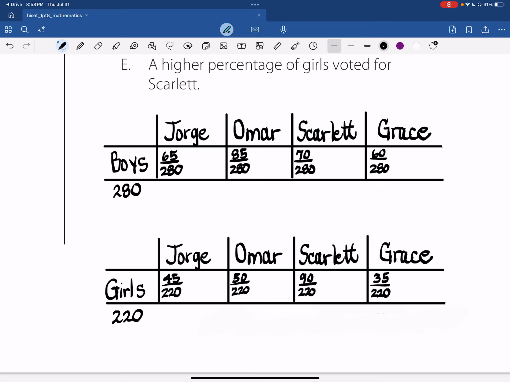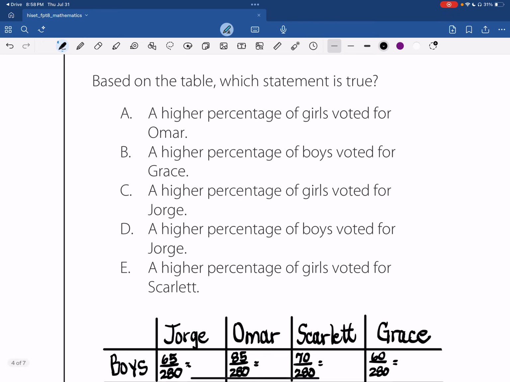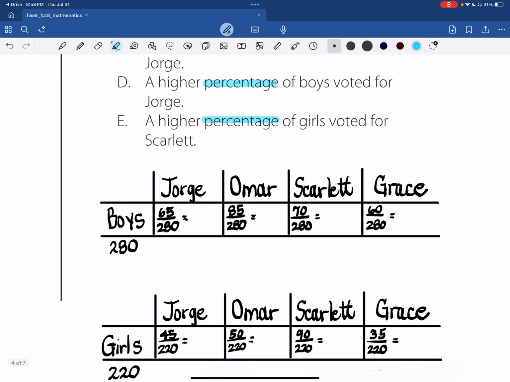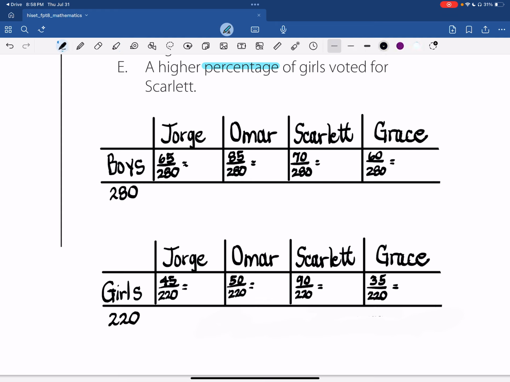And then with my calculator, I'm going to come back and calculate my percentages, because all of my answer choices are talking about percentages. You see this word in here over and over. So it's telling me you need to calculate your percentages. So for the boys, 65 over 280, you're going to do 65 divided by 280. And that will come out to about 23%. I'm going to leave the percent sign off because I'm out of room. 85 divided by 280 is about 30%. 70 divided by 280 is 25%. And 60 divided by 280 is about 21%.